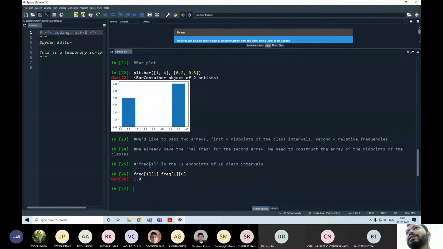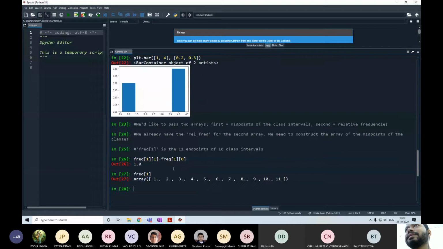So class size is 1, right? Actually, this is kind of silly. You'll know that class size is 1 because it is 1 to 2, which is a difference of 1, 2 to 3, difference is 1, 3 to 4, the difference is 1, 4 to 5, difference is 1, and so on. So we'd like to create an array which is like 1.5, 2.5, 3.5, 4.5, up to 10.5.